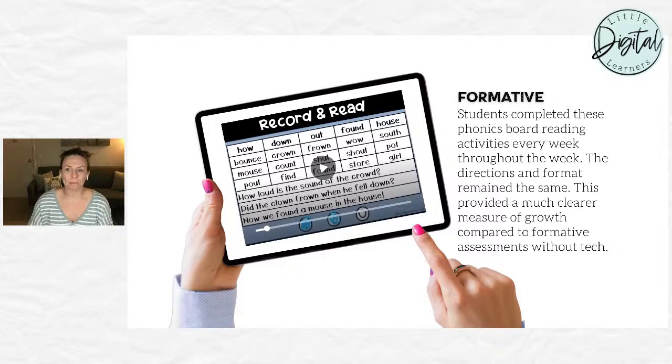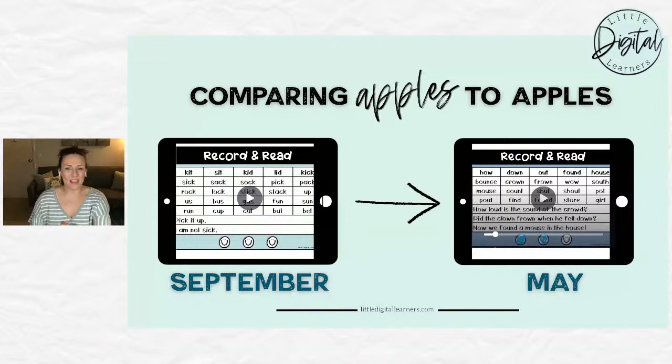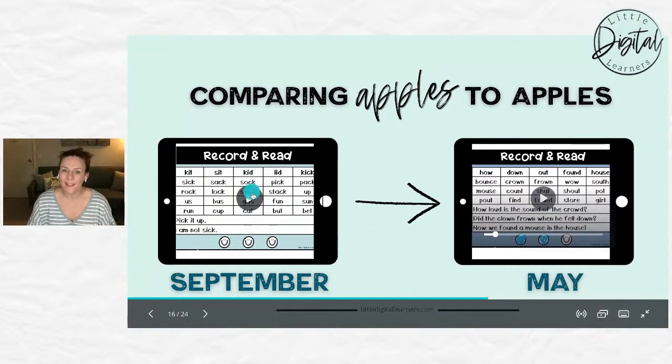Comparing apples to apples. So here's a record and read or a phonics board activity from September from a student, and then you can look at the same activity, different words in May, and hear how the student grows. Now, I don't think these examples are the same students, so kind of moot point, but you get the idea.